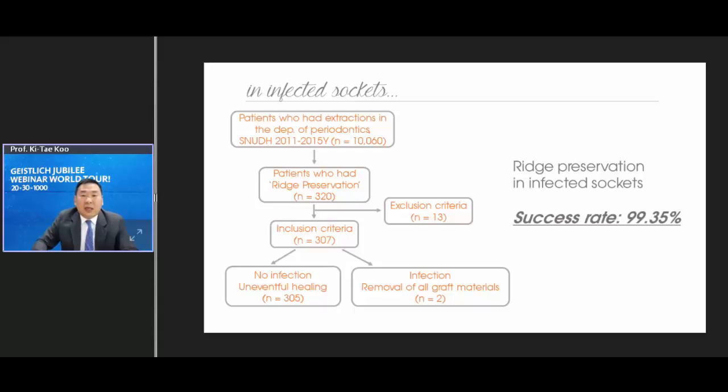To keep it short, out of the 307, only 2 failed with infection. So 305 out of 307 ridge preservation cases were successful, showing a success rate of 99.35%. That is quite remarkable, I may say. We are almost finishing up the paper. We'll publish it soon, and we'd like to show that 80% of the biomaterials used were BIOS. That's another significant finding, I guess, we could declare at this moment.